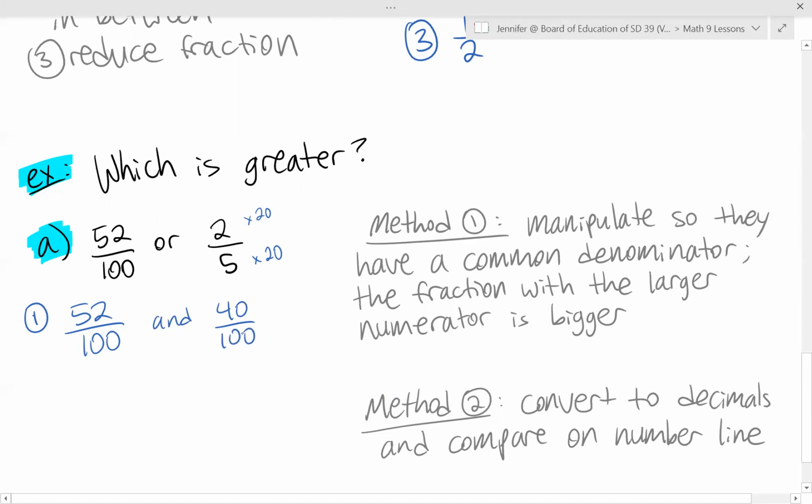Okay, and now it's really easy to figure out which one's bigger than the other because you just look at the numerator to figure out which one's bigger. So 52 over 100 is larger than 40 over 100.